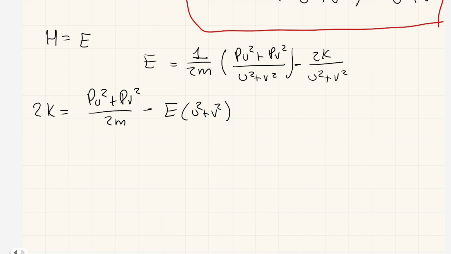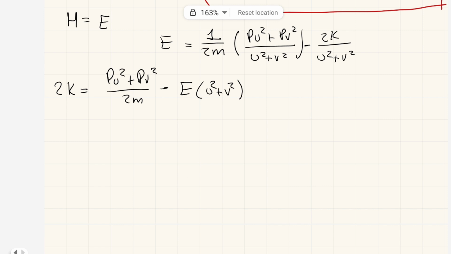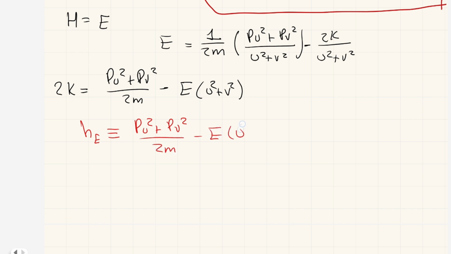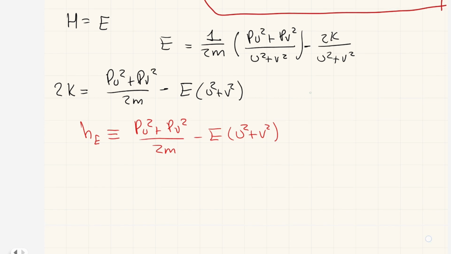Okay? So the auxiliary function that is going to be very important in this lesson is H sub E, which is going to be defined as (pu² + pv²) divided by 2m minus E times (u² + b²). So in the same way H is equal to E, we can say that this is equivalent to say that H sub E is equal to 2k.